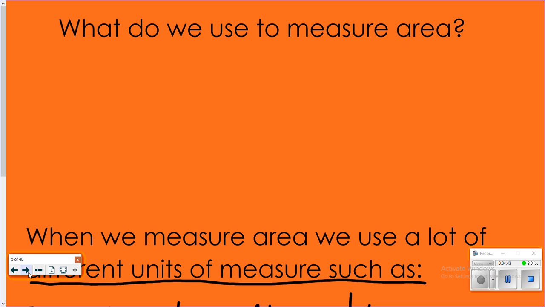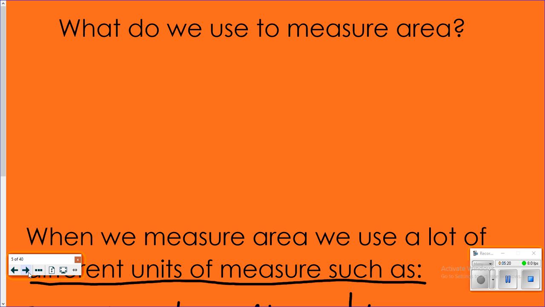Yards will measure area. Feet will measure area. Centimeters will measure area. Lucy? Inches will measure area. What about pounds? Can you use a pound to measure how much space something takes up? No. A pound is how much something weighs.